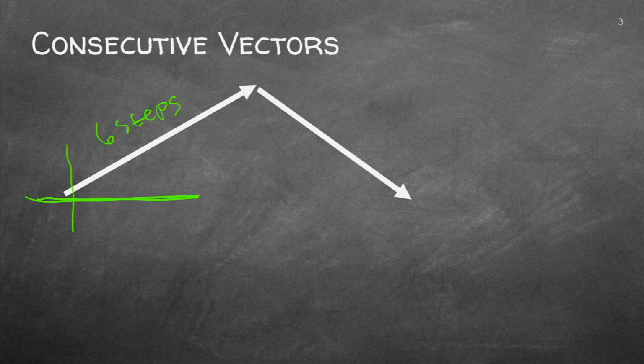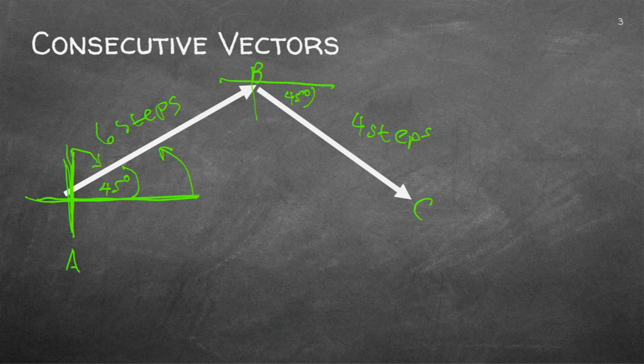So, now I have to put in a line there and say I'm walking, let's say, 45 degrees. Now, that can be 45 degrees from the x-axis. In this case, it will also be 45 degrees from the y-axis. So I'm walking 6 steps towards that point there. Now, let's say this is point B, and I started with point A. I then turn and I walk another 4 steps in a 45-degree angle, and I now get to point C.